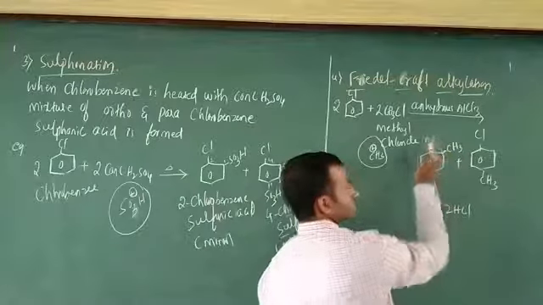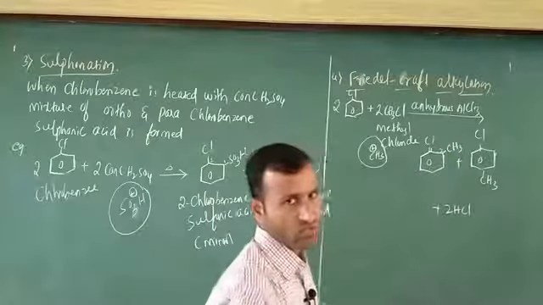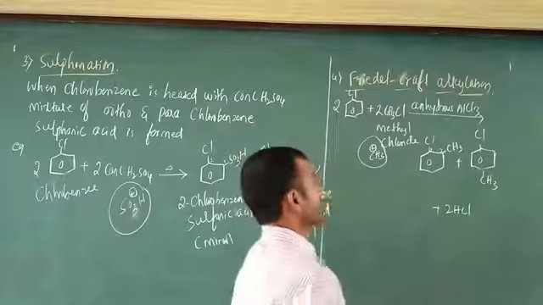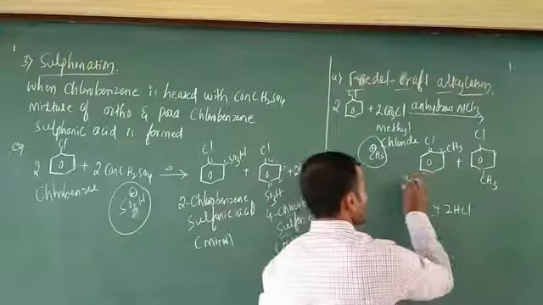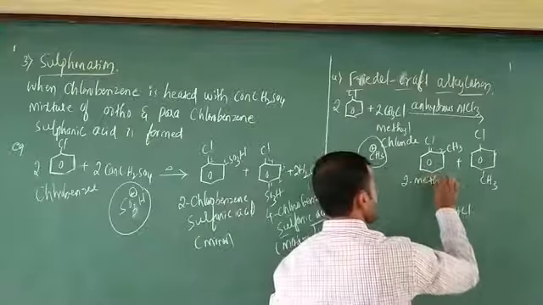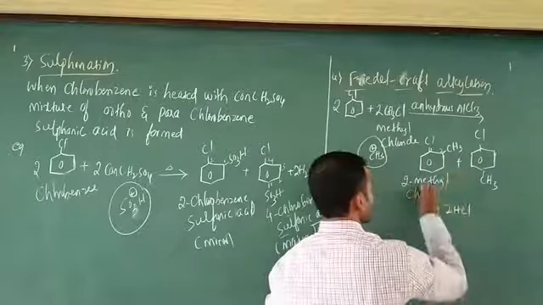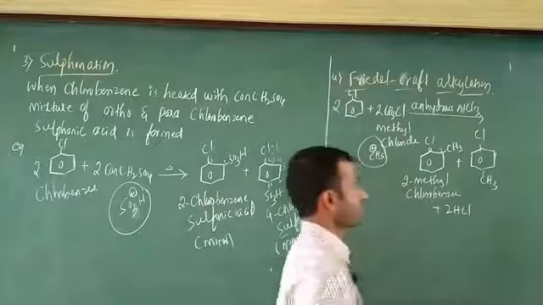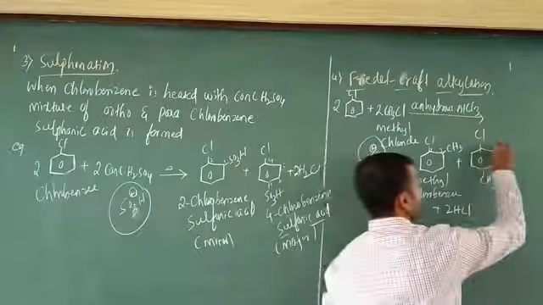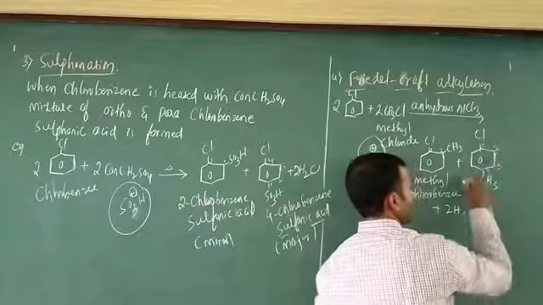Out of these two, this chlorine acts as a major group. That is why, in this case, the name is 2-methyl chlorobenzene. This is the IUPAC name, 2-methyl chlorobenzene. Now tell me, this is 1, 2, 3, 4. Now tell me what is the IUPAC name?